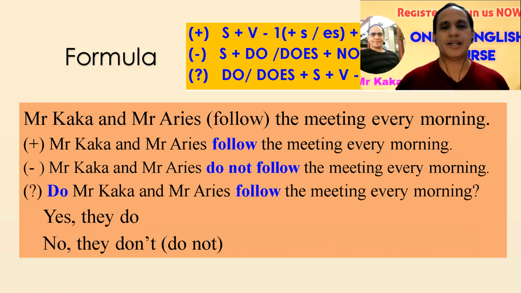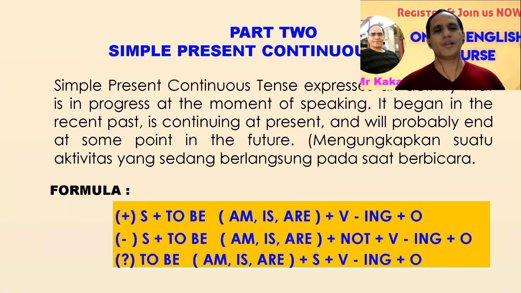All right, everybody, that's all about the simple present tense. We have already completed the discussion about simple present tense. Now, everybody, we are going to the second form of the present tenses, which is simple present continuous tense.